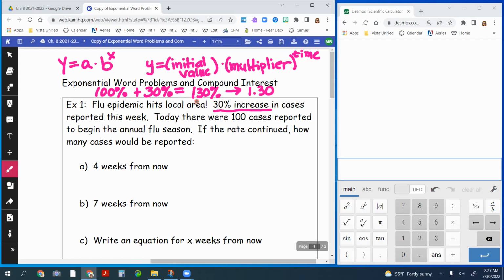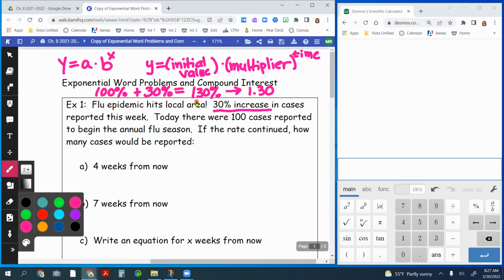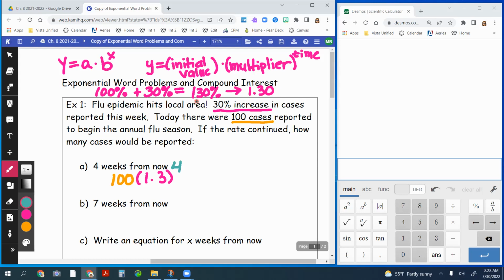So when it is 4 weeks from now, I'm going to start with the initial value, and the initial value in this case is 100 cases. So I'm going to start with 100 cases. I am going to times it by the multiplier, which is 1.30 or just 1.3, raised to the power of time, in this case, 4 weeks. And then we're going to put that into our calculator. Right now I have this in Desmos here on the side. This is the scientific calculator Desmos, which is an option when you're on Desmos.